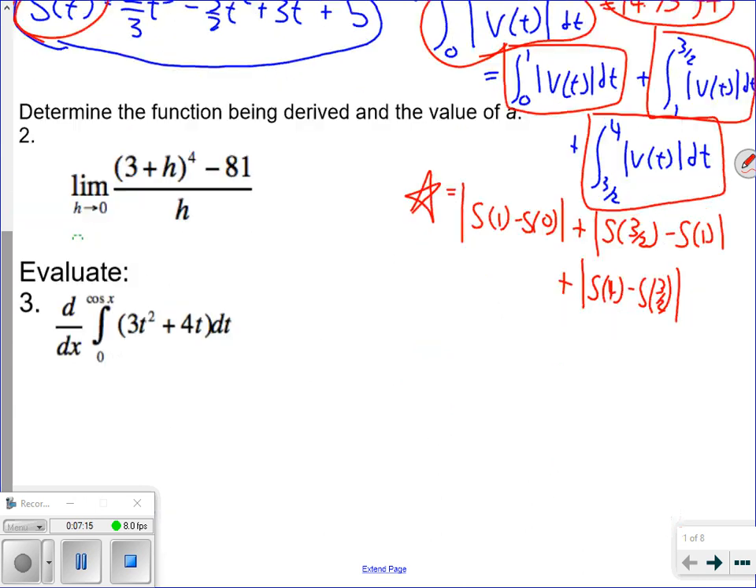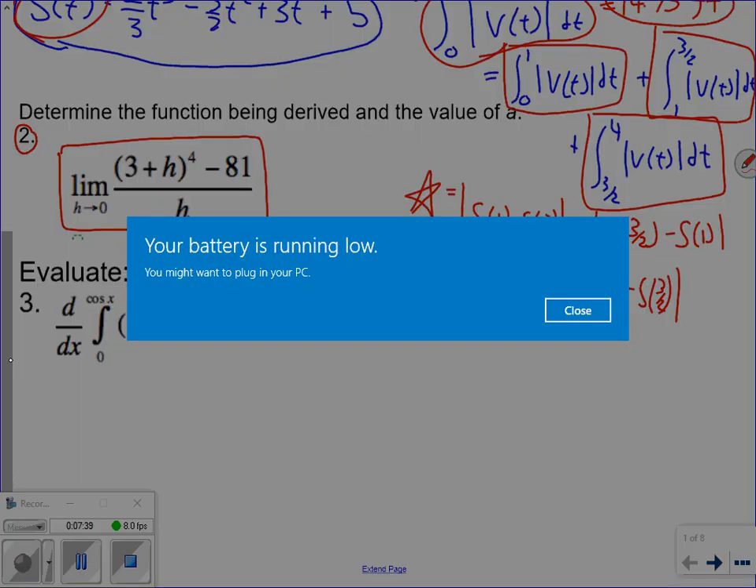All right, moving on. A little bit of review here. Determine the function being derived and the value of a. Okay. Number 2 goes back old school. This is the definition of a derivative. See if you can try this one on your own first. Pause the video and try it. You're identifying the function and the value of a that's being derived at.